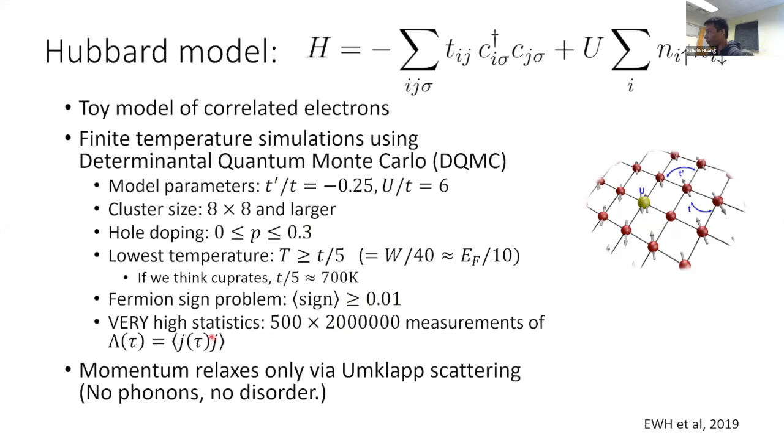And just as a final note, this is simply the Hubbard model. The only way momentum can relax is through Umklapp scattering, since there are no phonons and we have no disorder in a periodic cluster.